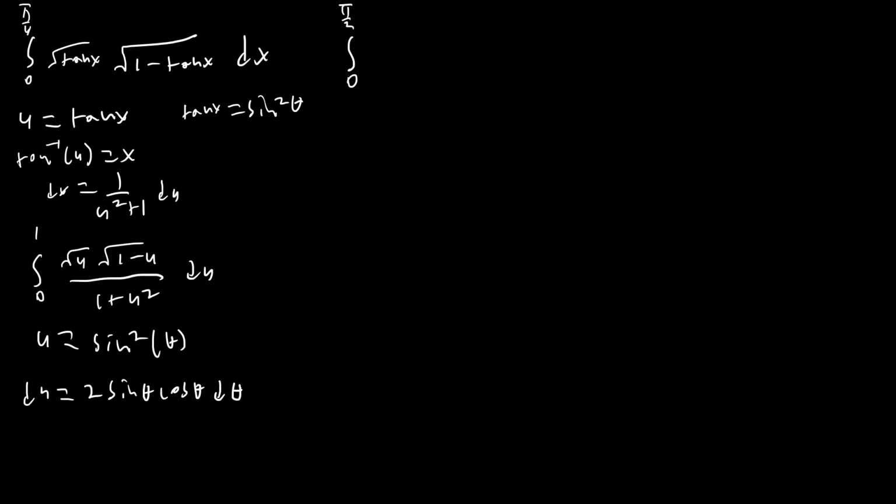So now we're going to have square root of sine squared of theta is just sine of theta on this domain, and then we're also going to have a cosine theta from this 1 minus u right here. And then we're going to be multiplying by 2 sine cosine theta because of our differential, so that's that. On the bottom, we're just going to have 1 plus sine to the fourth of theta.